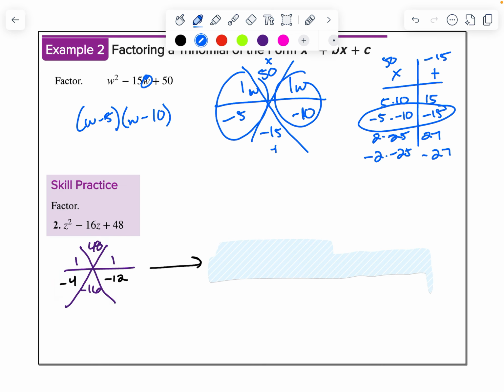Here's what my star looked like. The numbers that I found that multiplied and added to the correct numbers are negative 4 and negative 12. And so then my two factors should be z minus 4 and z minus 12, because the variable that we're using here is z. Remember, we're taking that middle item there.